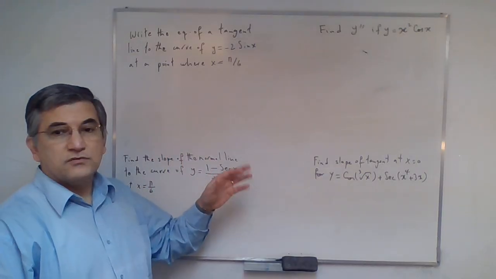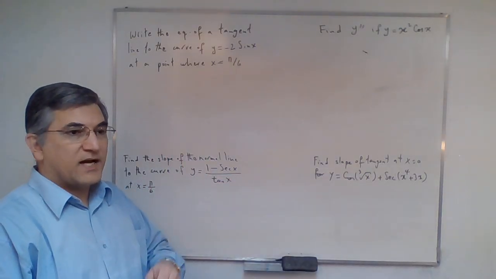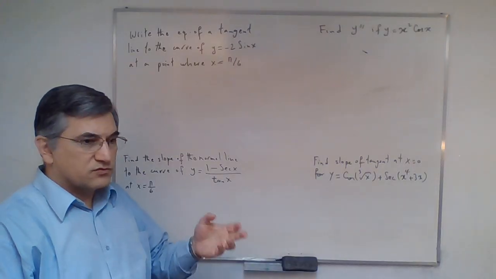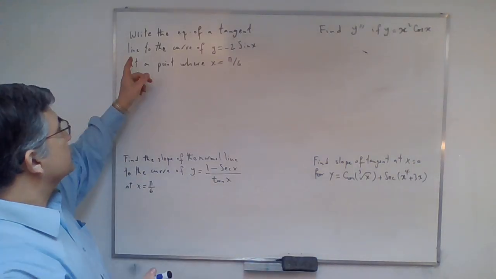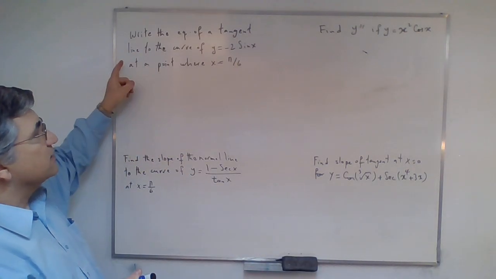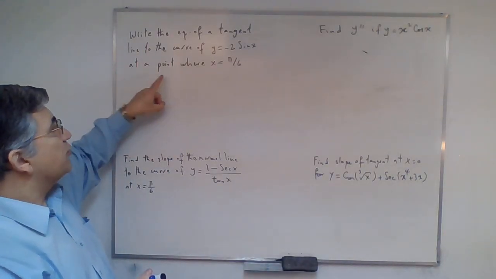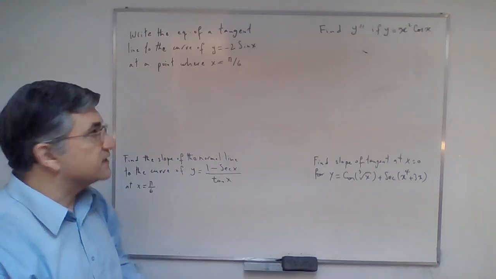In this lecture, I want to do some examples about applications of derivatives of trigonometric functions. First question says, write the equation of a tangent line to the curve of y equals -2 sine x at a point where x equals pi over 6.